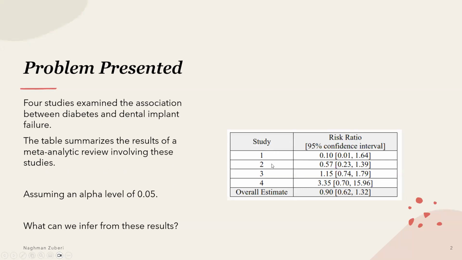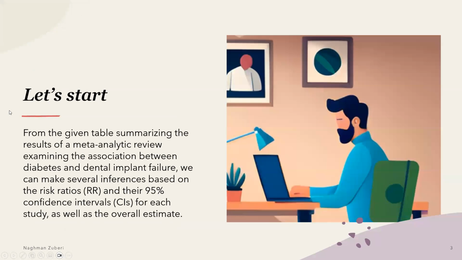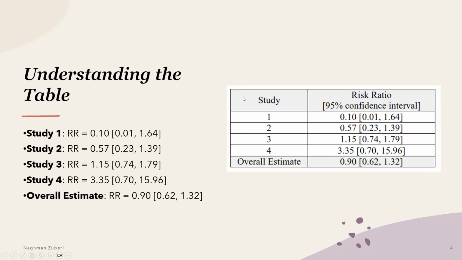Here we can see study 1, 2, 3, and 4, and then their overall estimate. And we assume that the alpha level is 0.05. So what would be the results which we can infer from these studies and the overall estimate? From the given table summarizing the results of a meta-analytic review examining the association between diabetes and dental implant failure, we can make several inferences based on the risk ratio and their 95% confidence intervals for each study as well as the overall estimate. Let's understand this table.